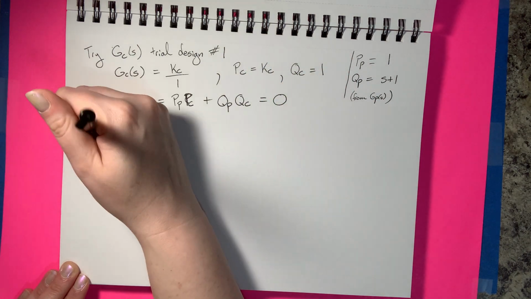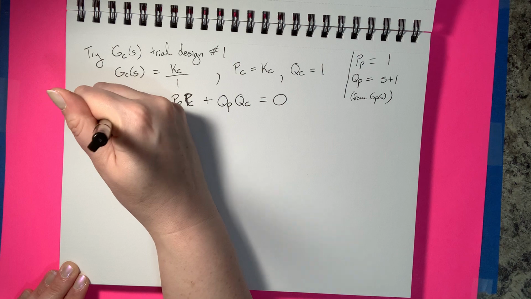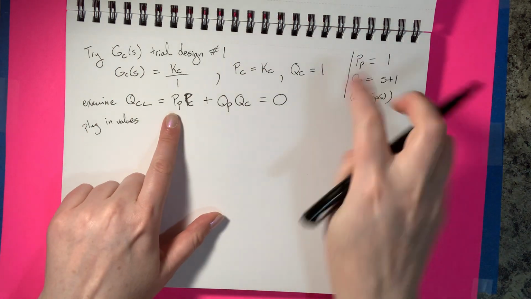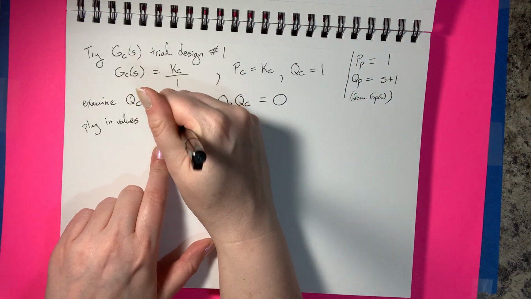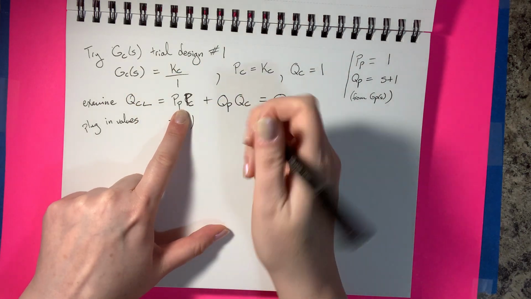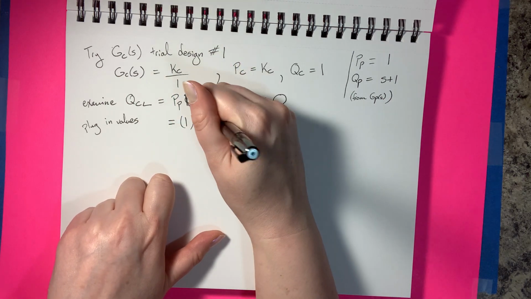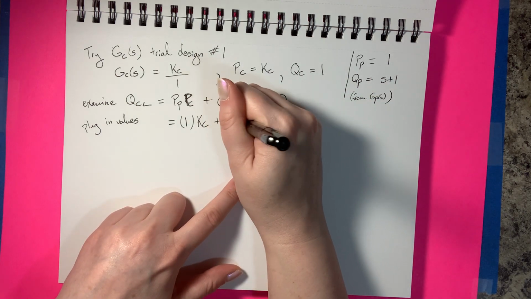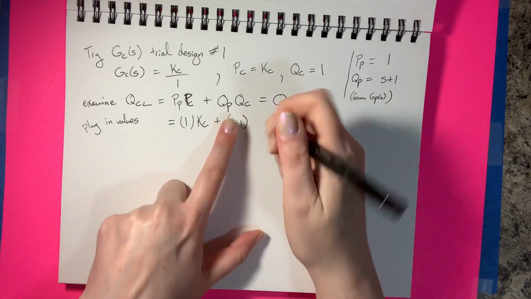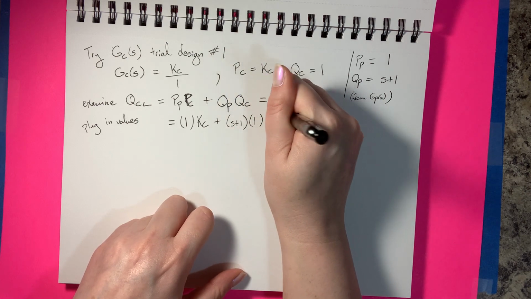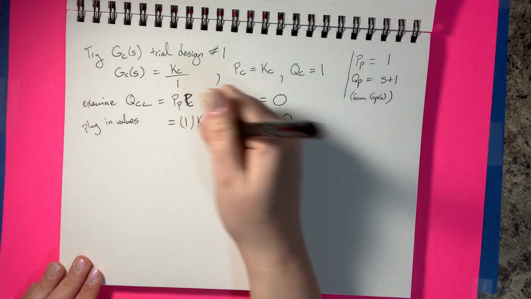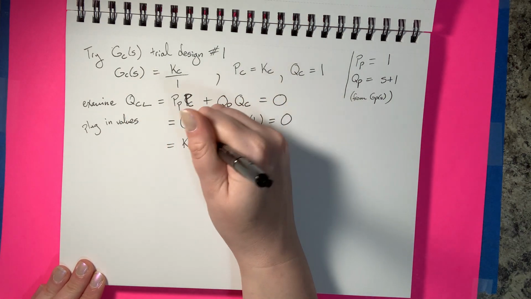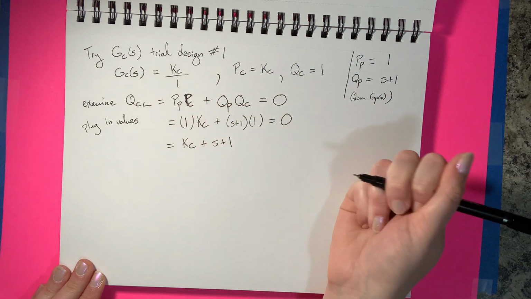Okay, so now we plug in our values. Okay, and we've got a 1 here. PC, we've got a KC, so that's a gain we can design. All right. QP is S plus 1, and QC is 1. Now let's simplify this, and then I want to point something out to you. All right, so we're going to simplify this. It's going to be KC S plus 1.